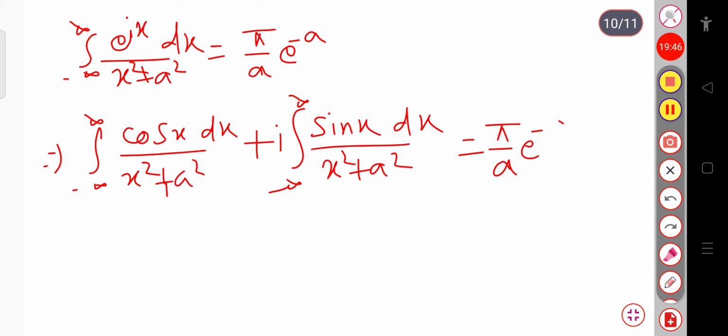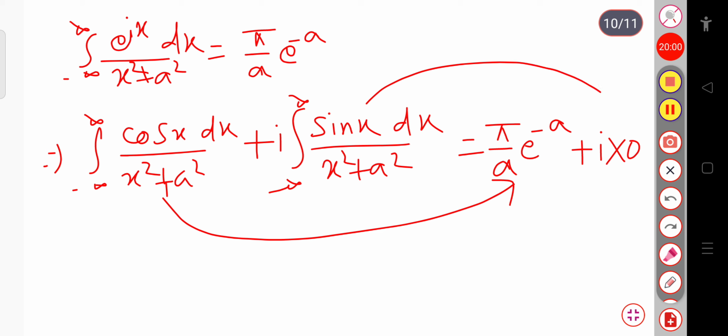Now you can compare this left hand side with the right hand side. Here on the right hand side, there is no iota term, so I can write it as i into 0 term. Now this is your real part term and this will be your imaginary part term. If the question is like cosine x dx divided by x square plus a square over the integration minus infinity to plus infinity, then your answer is going to be pi by a into exponential minus a. If your question is to calculate for minus infinity to plus infinity sin x dx divided by x square plus a square, then your answer will be 0.